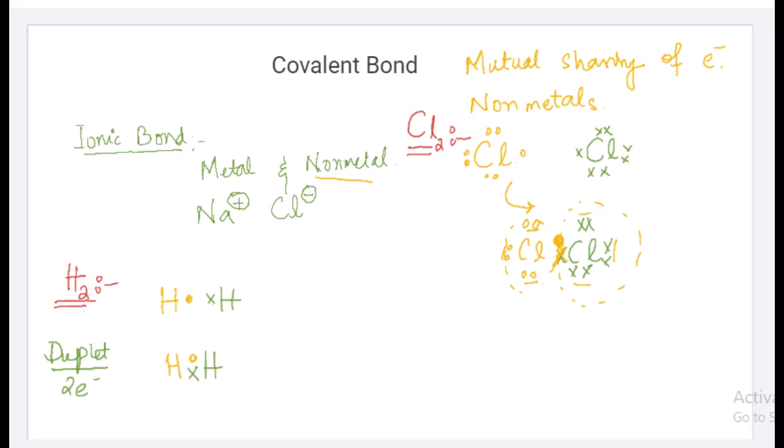Now both have 2 electrons. Their duplet is fulfilled. Aisha, they both have 2 electrons now. So both are stable now. Both have completed their duplet and both are stable now. Hydrogen is a stable molecule, H2.